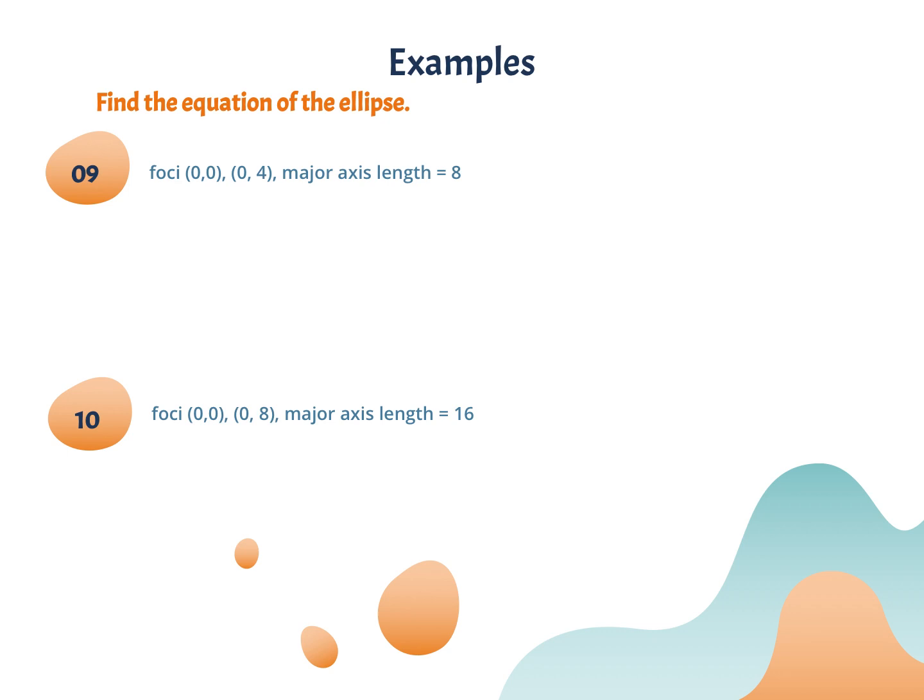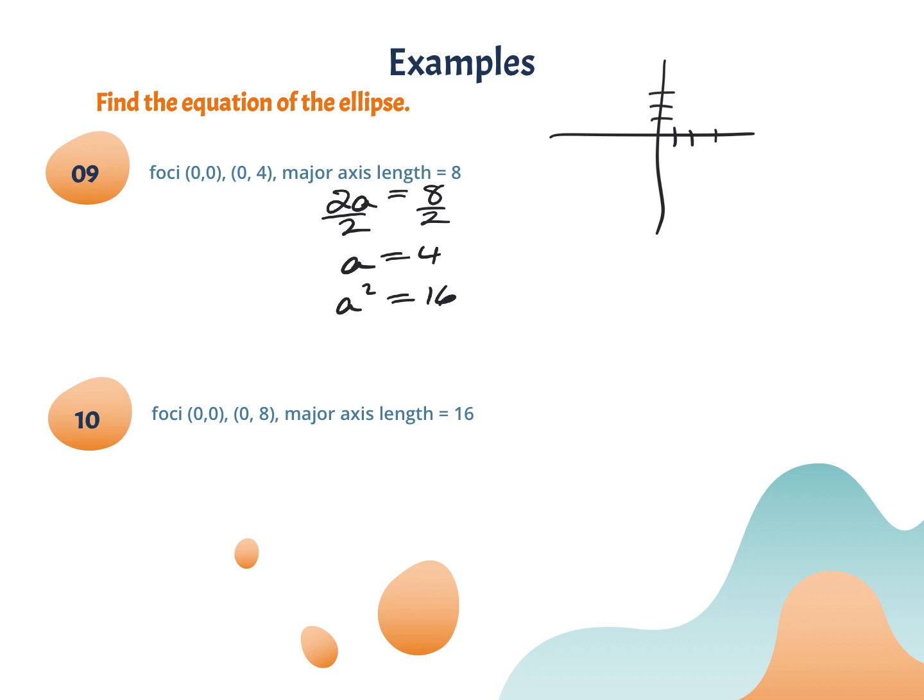This time they're giving me the 2 focus points and the major axis length. So remember, the major axis length is always equal to 2 times a. Divide by 2. My a is equal to 4, so a squared equals 16. So I can go ahead and graph my 2 focus points to see which axis is the major. So if I graph the 2 focus points, so if I go 1, 2, 3, so 1, 2, 3, 4, 1, 2, 3, 4.